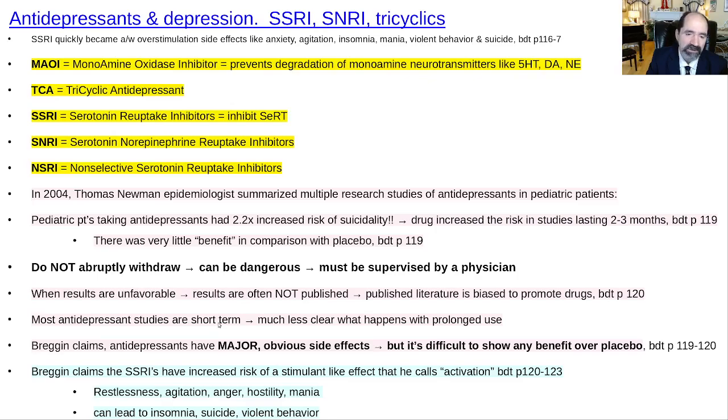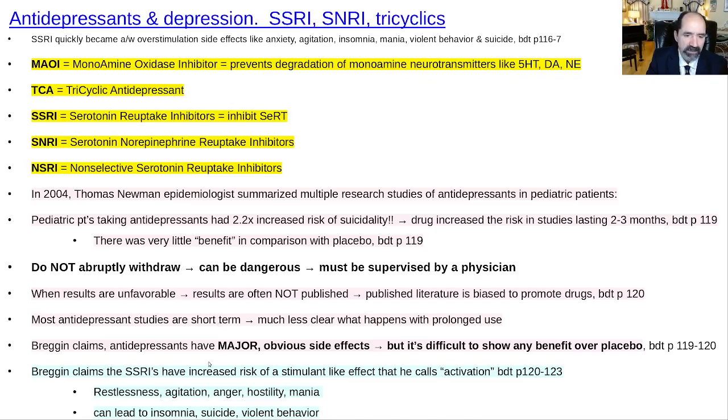There was a PhD scientist named Kirsch, and he went and got all these unpublished studies, and he's like, holy crap. The antidepressant drugs look far, far worse. In the unpublished studies, lots of really poor outcomes, and that's not widely known.